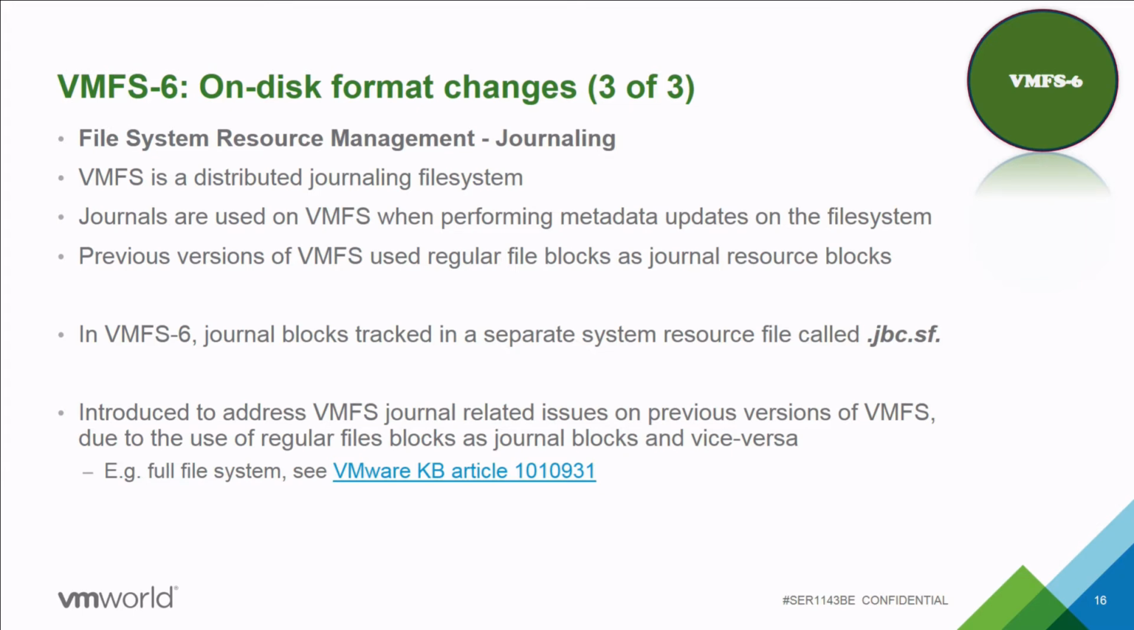So all that means that we now introduced a separate system resource for journaling. Okay, so it's no longer consuming file blocks, it's got its own resource now. So it's got a new system resource file. If you're looking at those system files in the header of a VMFS volume, you'll see a new one on VMFS 6 called JBC, and that's the system resource for the journal.